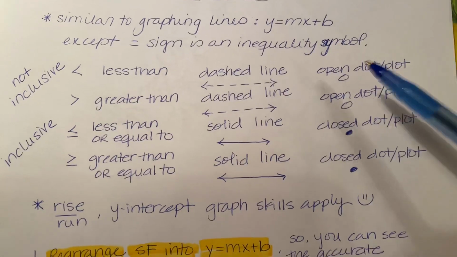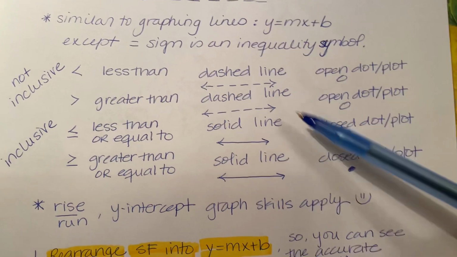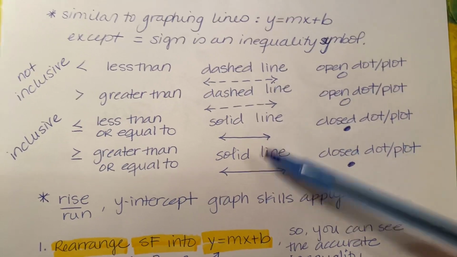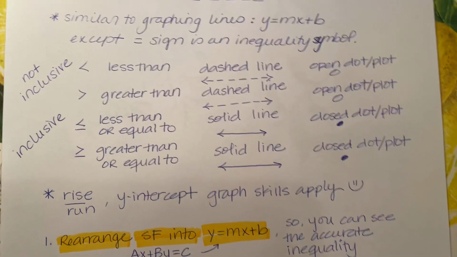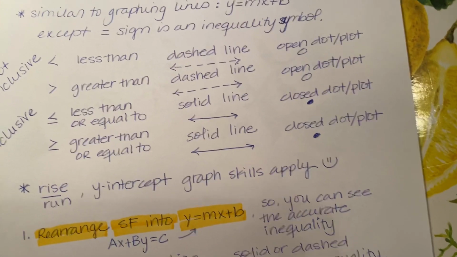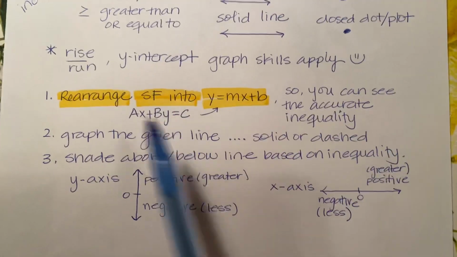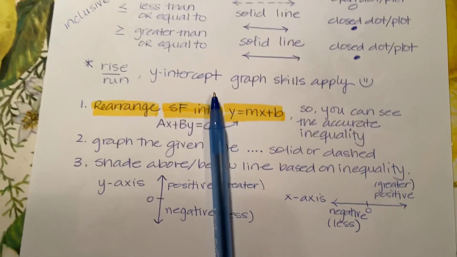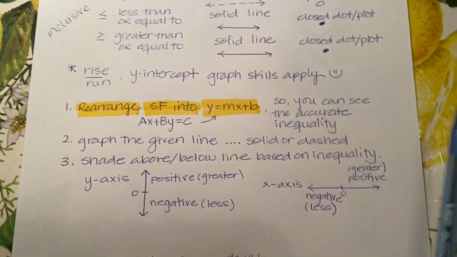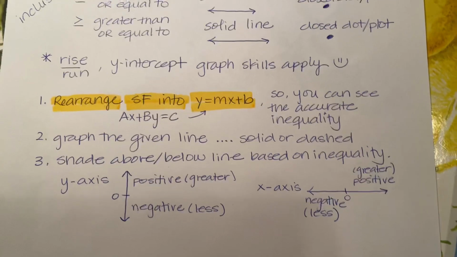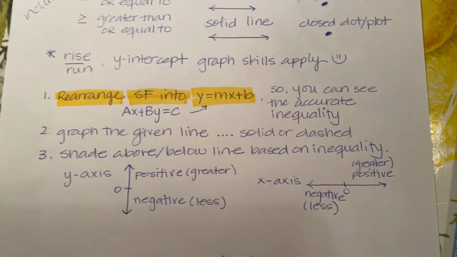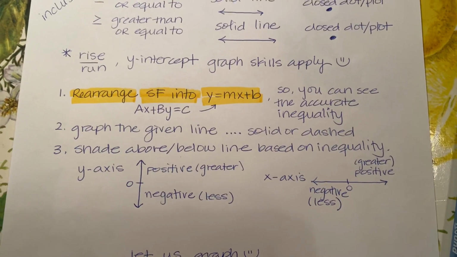And when we shade, we're going to grab a random point in the shaded and the unshaded region, and we're going to verify that inclusive, non-inclusive, okay? Okay, let me move down. So rise over run and your y-intercept shortcut of graphing, those graph skills apply here, so we're going to use them. We're not going to use an XY table.